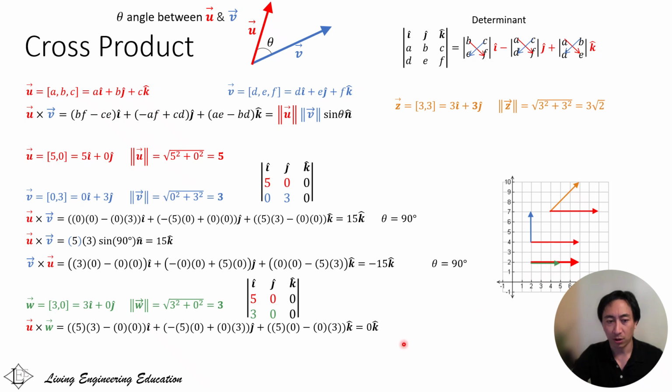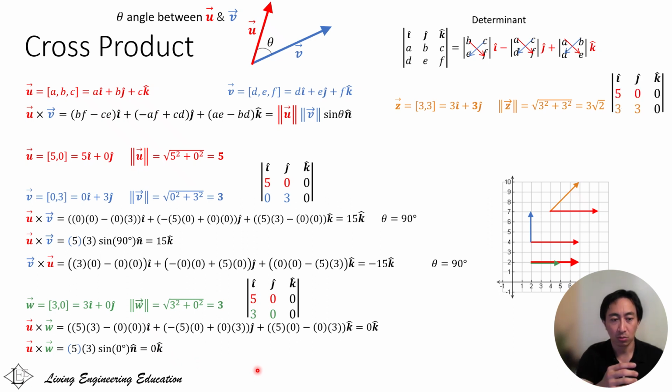So for parallel components, it will always give us a cross product equal to 0. And we can see that resulting here with the sine component, sine of 0, because the angle here is 0. Sine of 0 is equal to 0, so we get 0 k hat. And it doesn't matter if you do u cross w or w cross u, obviously, you'll still get that 0 term. All right, let's do it for this last one here.